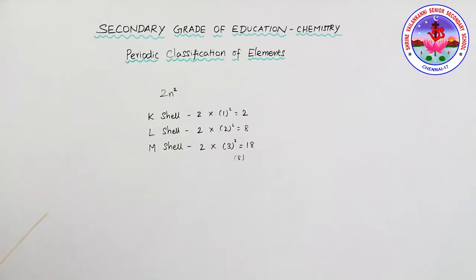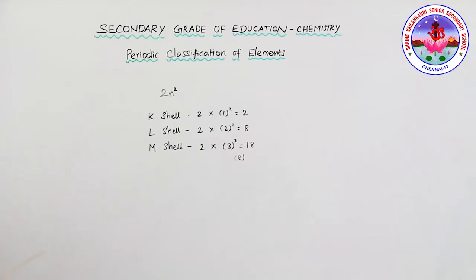So write the electronic configuration of the elements for the second, third and fourth periods, based on how the electrons are filled in the various shells, like K shell, L shell, M shell, like this.